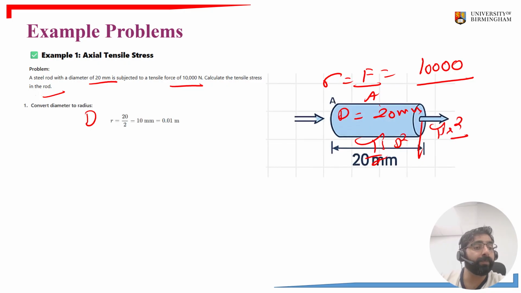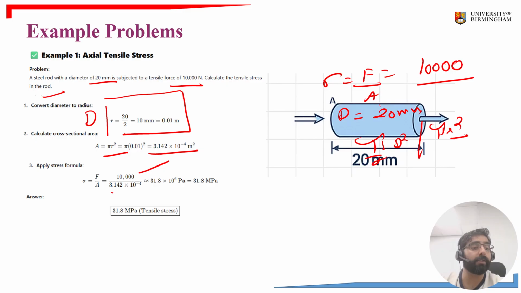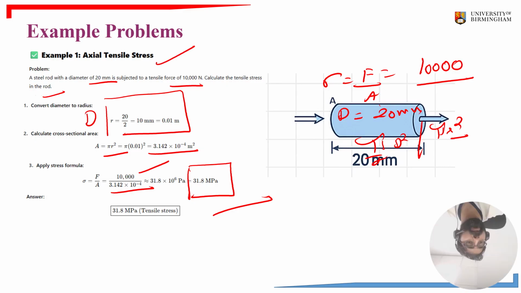So we change the diameter to the radius, r is equal to d by 2. Then pi r square, pi into 0.01 square, this is our area. Then force per unit area: force is 10,000, area is 3.142 into 10 raised to power minus 4. So we get the stress equal to 31.8 megapascals. So this is a way to calculate the tensile stress.